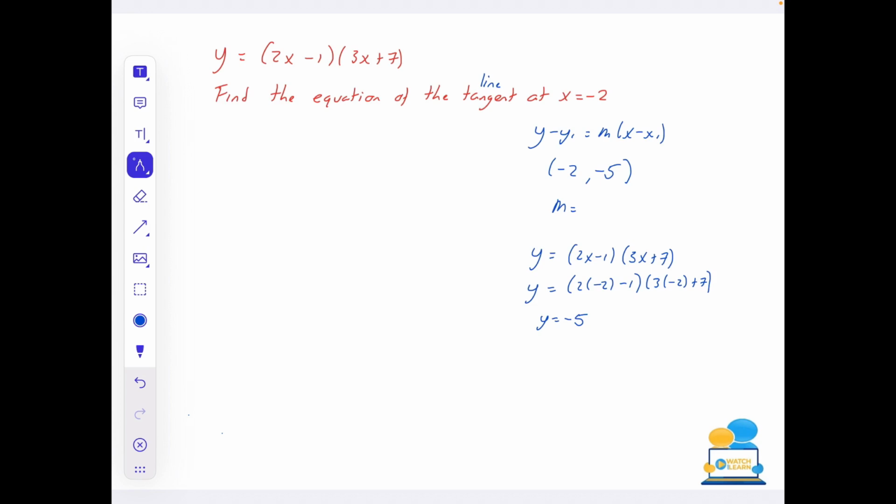So that's my point. To find the equation of a line, you need a point and a slope. I've just found my point there. They kind of gave me half my point. I had to find the other half. Now what we need to do next, we need to find the slope.